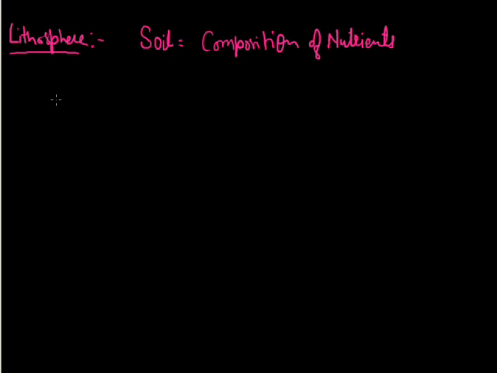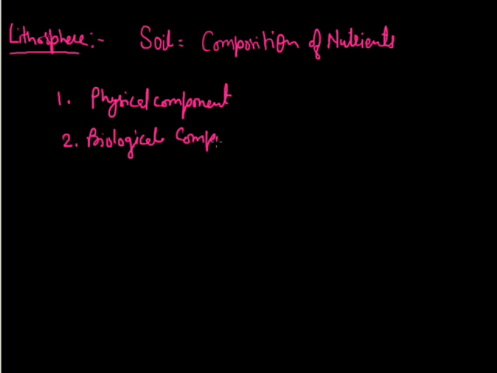Soil basically consists of two main components. One we call the physical components. The second one we call the biological components. The biological component, in the sense of microbes and living beings, is present in the soil. So we call it the biological components. What are the constituents of soil?